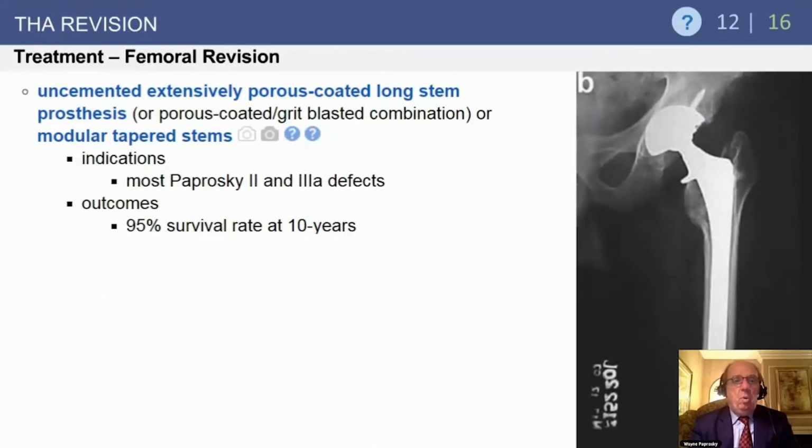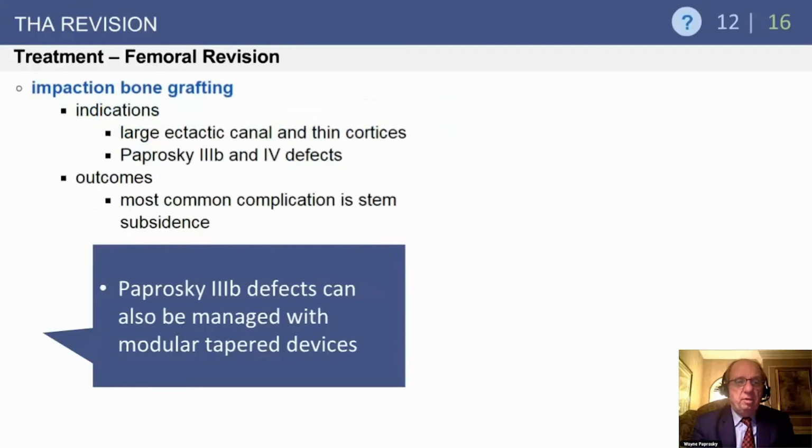So in summary, the uncemented extensively coated stems, porous coated, grit blasted, or modular tapered stems are excellent in type 2s and 3As. You can take your choice, whatever you're used to, and it's 95% satisfactory results in many series at 10 years.